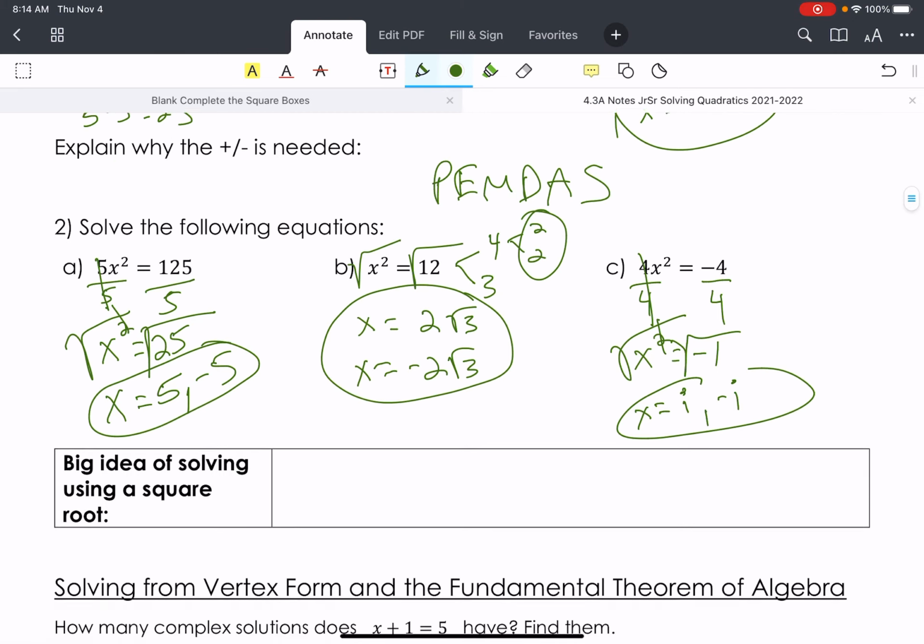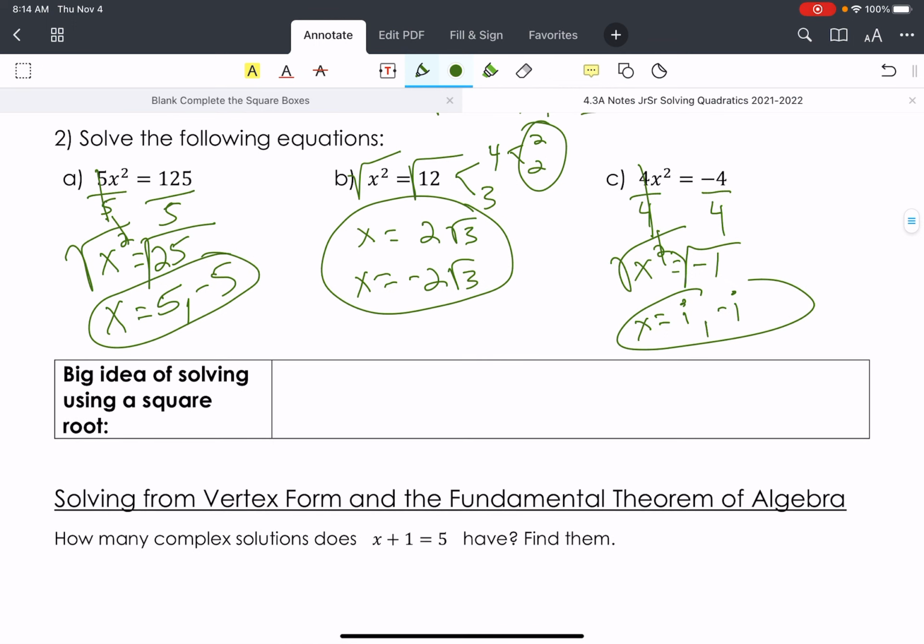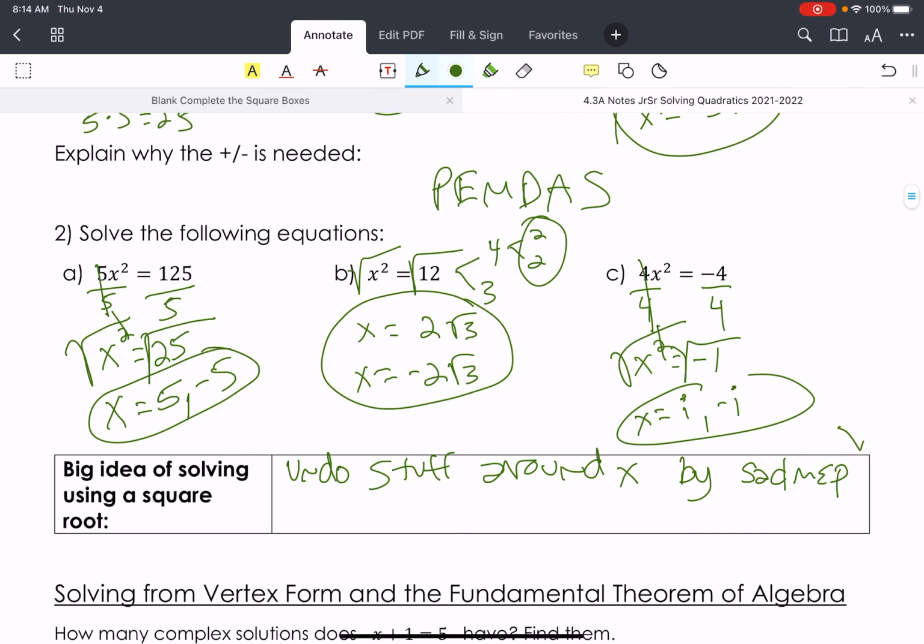Big idea of solving using square roots. Undo stuff around x by SADMEP. What the heck is SADMEP? Oh, backwards PEMDAS. My bad.